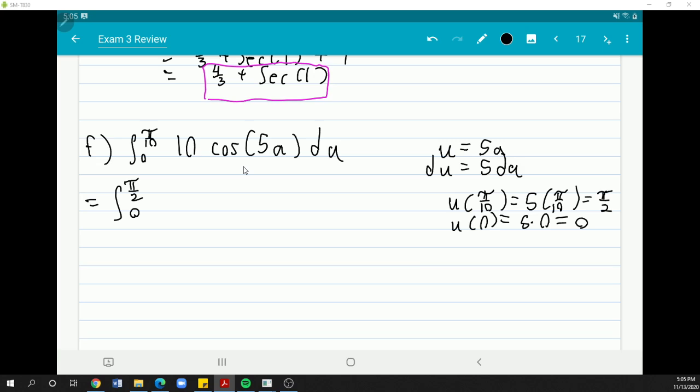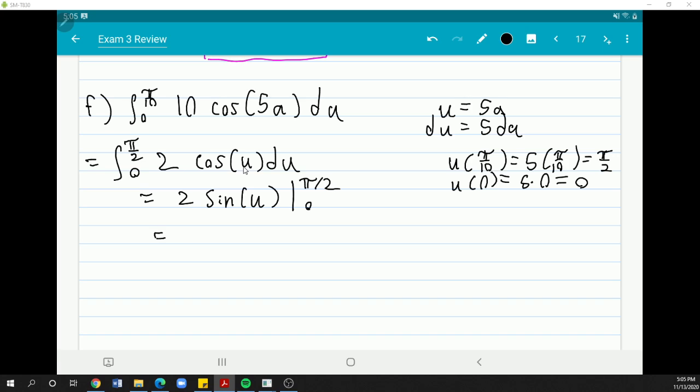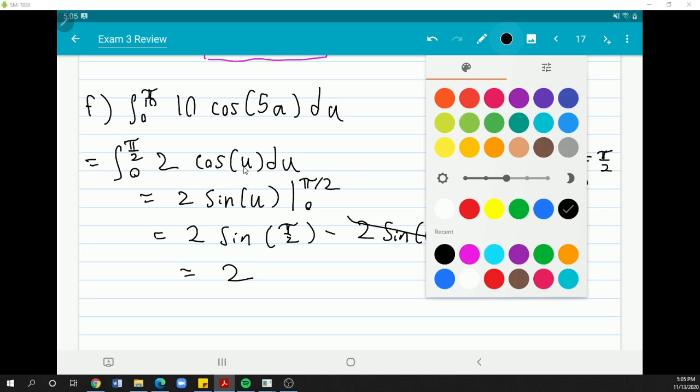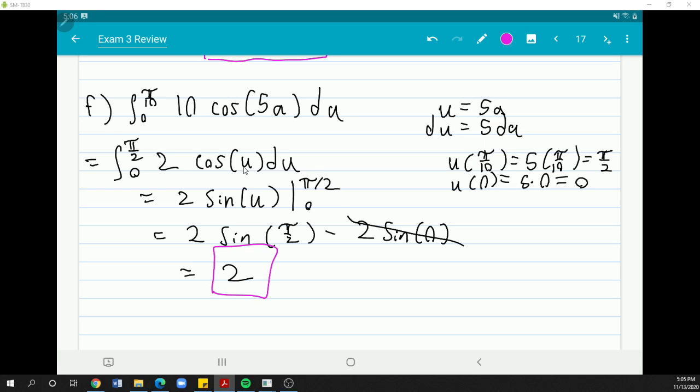And now this 10, I need 5 du's. I have 10 of them. So this becomes 2. 10 divided by 5 is 2. Times cosine u du equals 2 sine of u evaluated from 0 to pi over 2, which makes this 2 times sine pi over 2 minus 2 times sine of 0. Sine of 0 is 0. Sine of pi over 2 is 1. So this gives us just 2. And that's all there is to that.